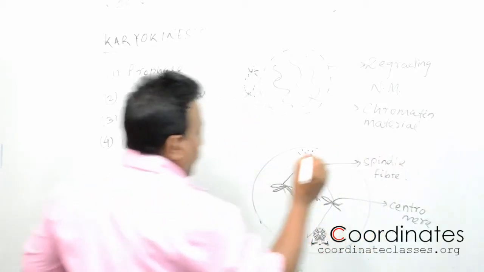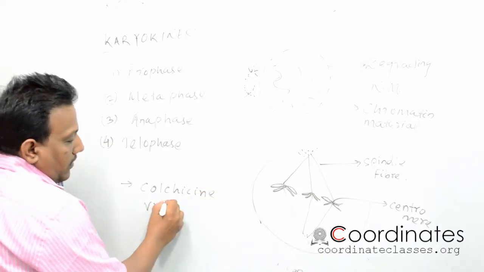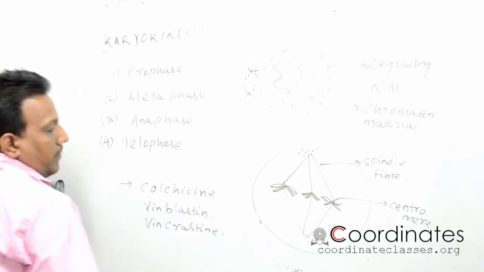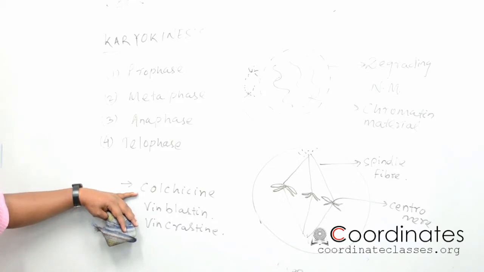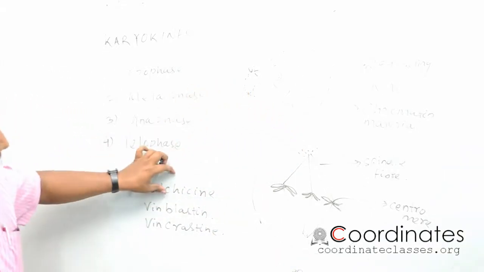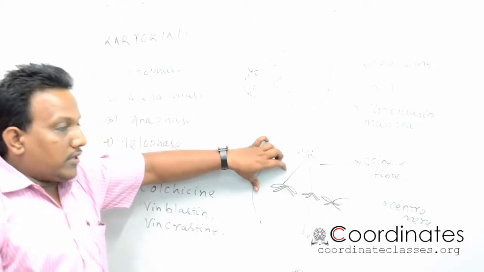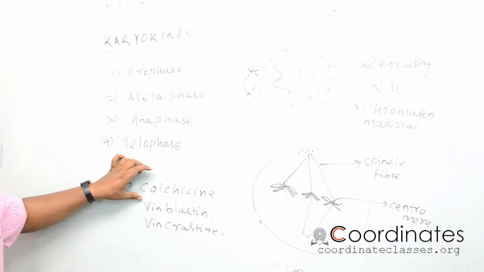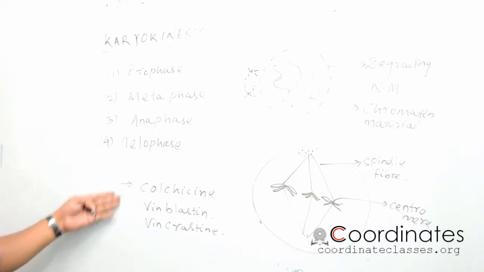This spindle fiber formation is blocked by some chemicals like colchicine, vinblastine, vincristine, which are useful in the plant breeding process. Sometimes the question asks, which of the following chemicals helps in blocking the spindle fiber formation? Spindle fibers consist of microtubules, and colchicine blocks the polymerization of microtubules so that the spindle fiber will not be formed. So the chromosome number becomes double during this stage if they are treated with colchicine, which helps in the formation of polyploids. This question usually comes in PMT, asking which of the following chemicals, and the options contain either of these chemicals.